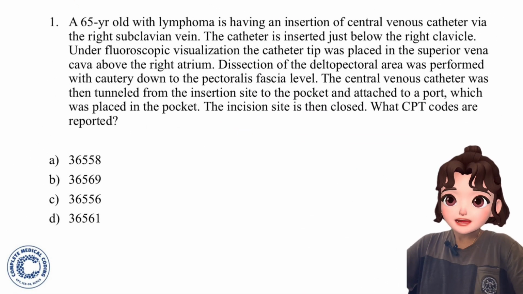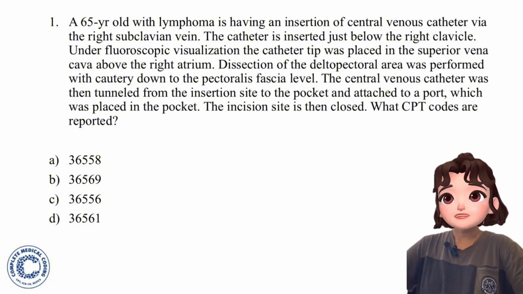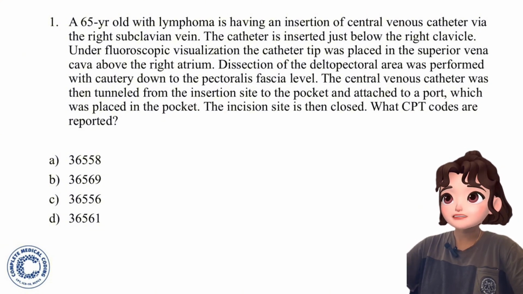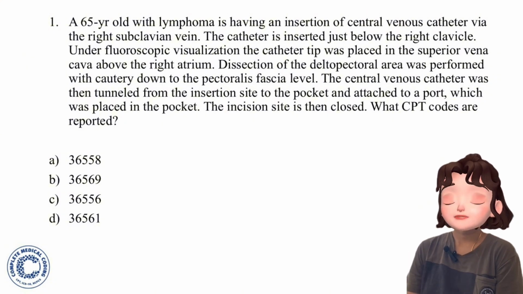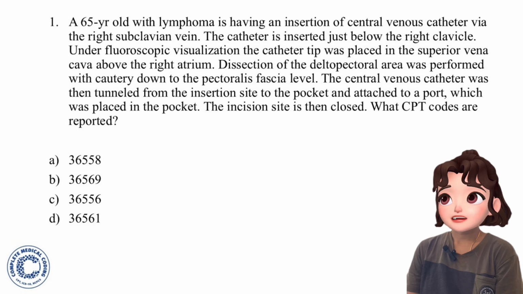So let's move to the first question. A 65-year-old with lymphoma is having an insertion of central venous catheter via the right subclavian vein. The catheter is inserted just below the right clavicle. Under fluoroscopic visualization, the catheter tip was placed in the superior vena cava above the right atrium. Dissection of the deltopectoral area was performed with cautery down to the pectoralis fascia level. The central venous catheter was then tunneled from the insertion site to the pocket and attached to a port which was placed in the pocket. The incision site is then closed. What CPT codes are reported?